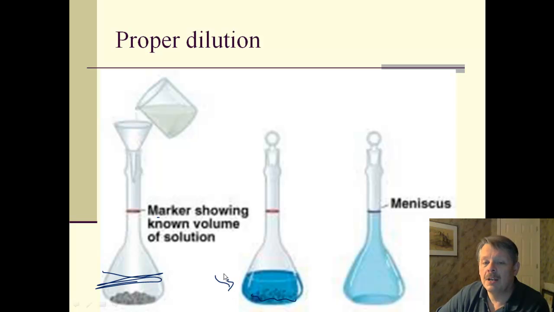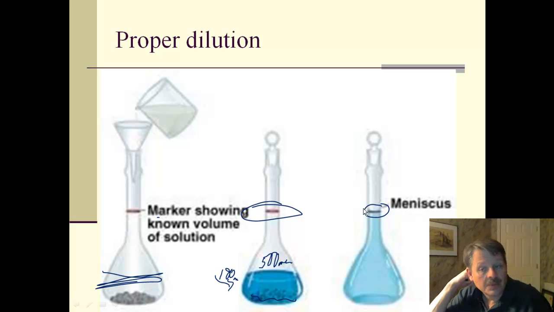There wouldn't be any solid in it. It would just be 180 milliliters of stuff. And assuming this is a 500 milliliter volumetric flask, you would fill it right up to that line, making sure that you get right up to that meniscus. And you'd just be adding distilled water.